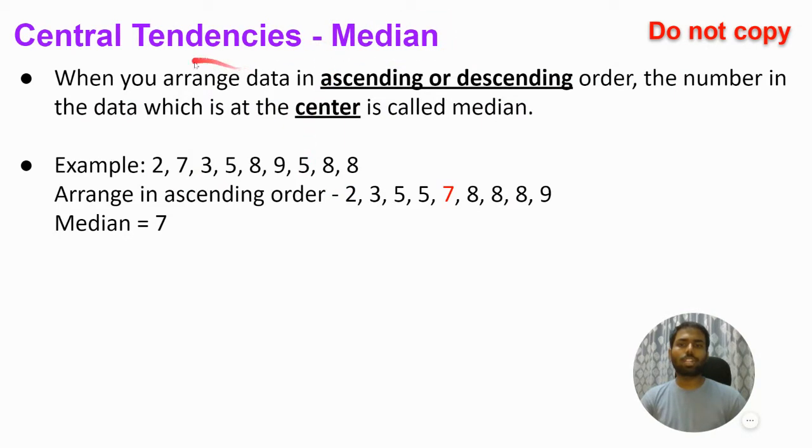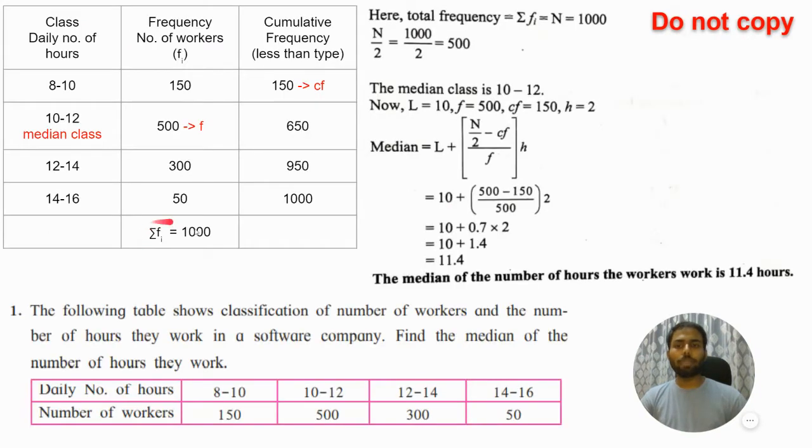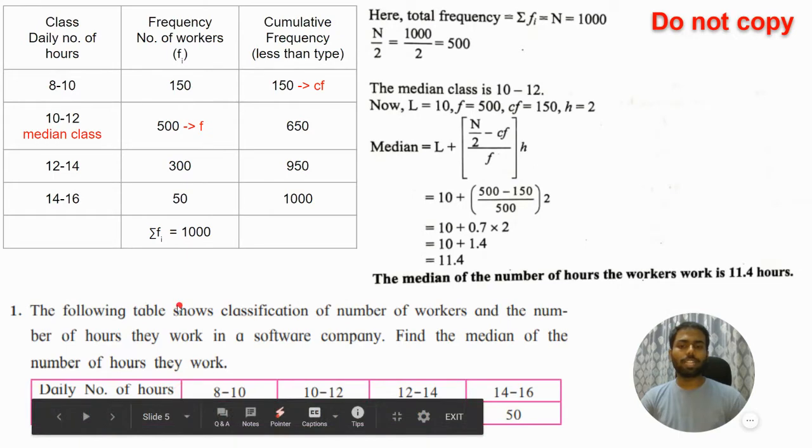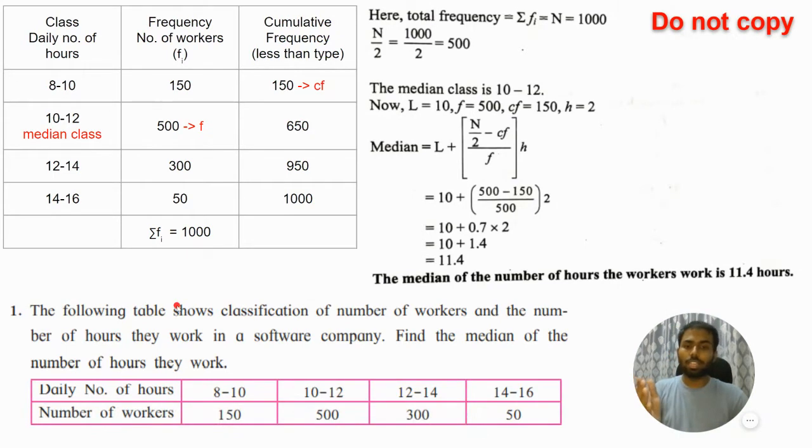What is median? When you arrange your data in ascending or descending order, the number which is at the center is called your mean. Sorry, it's called your median. Okay, so we know how to find median for such a data, right? You arrange in ascending or descending order. जो center में number आ जाएगा, that is your median. Then we had seen how to find median for this kind of data, right? When it is given in frequency table form.